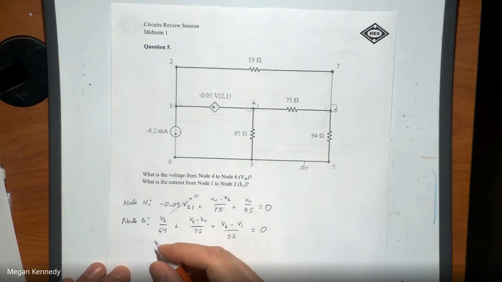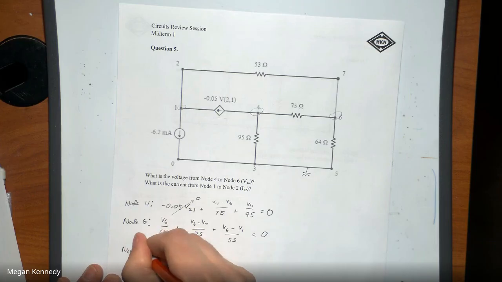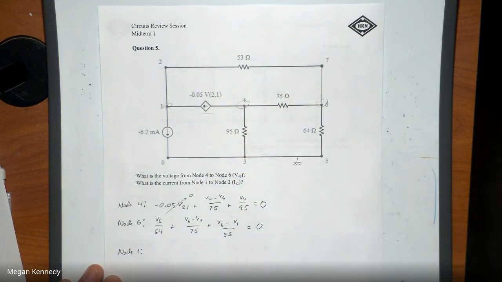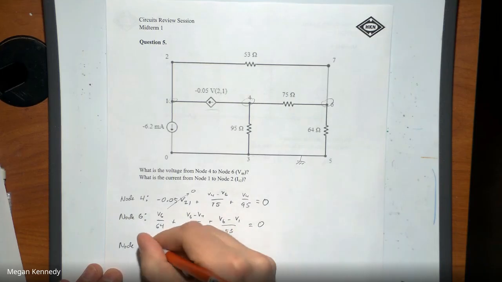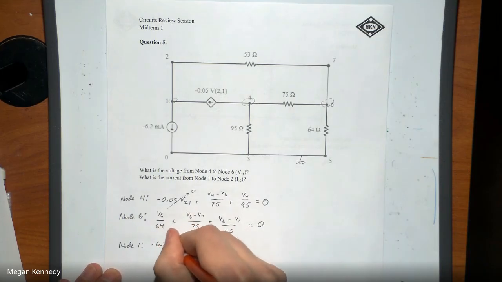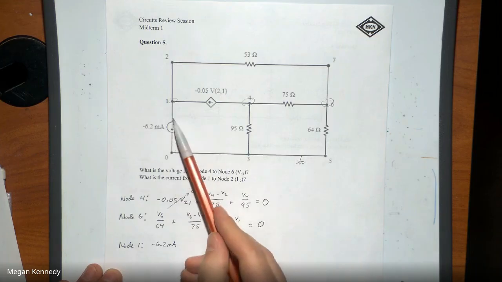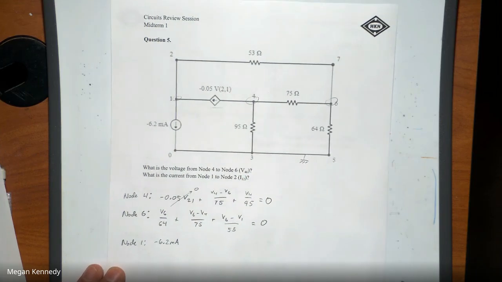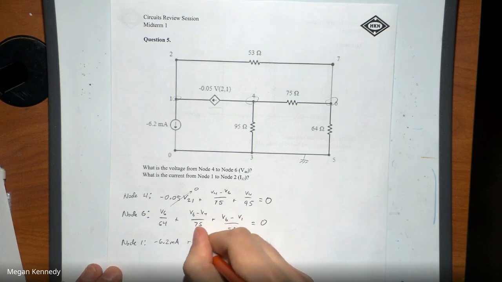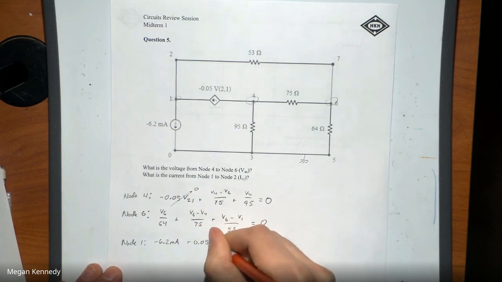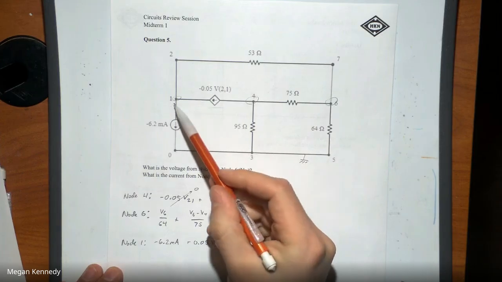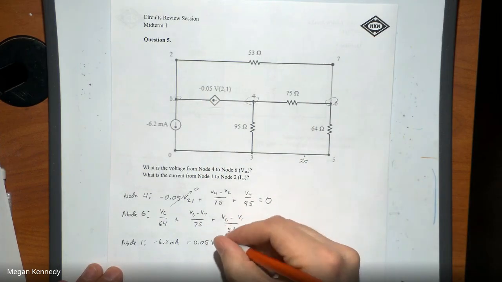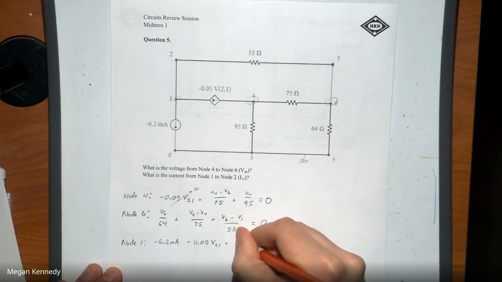So our final node equation will be at node 1. The current outflow going from here to here is completely constrained by that current source, so that'll just be negative 6.2 milliamps. The current flow from 1 to 4 is going to be the negative of negative 0.05 V21, so that'll just be positive 0.05 V21. And then we have the current flow from 1 to 2 and then 7 to 6. So that'll be V1 minus V6 over 53.